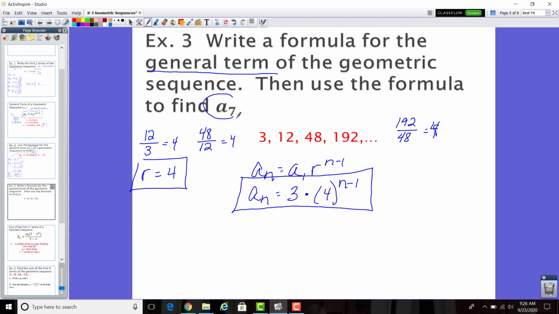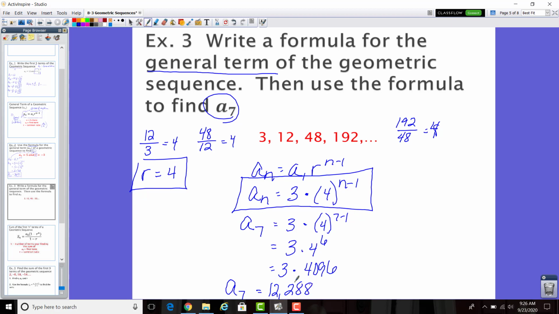Then I want to use this formula for a sub 7. So that means my n becomes 7. So 3 times 4 to the 7 minus 1 power means 3 times 4 to the 6th power. 4 to the 6th power is 4,096. So 4,096 times 3 gives me a seventh term of 12,288.